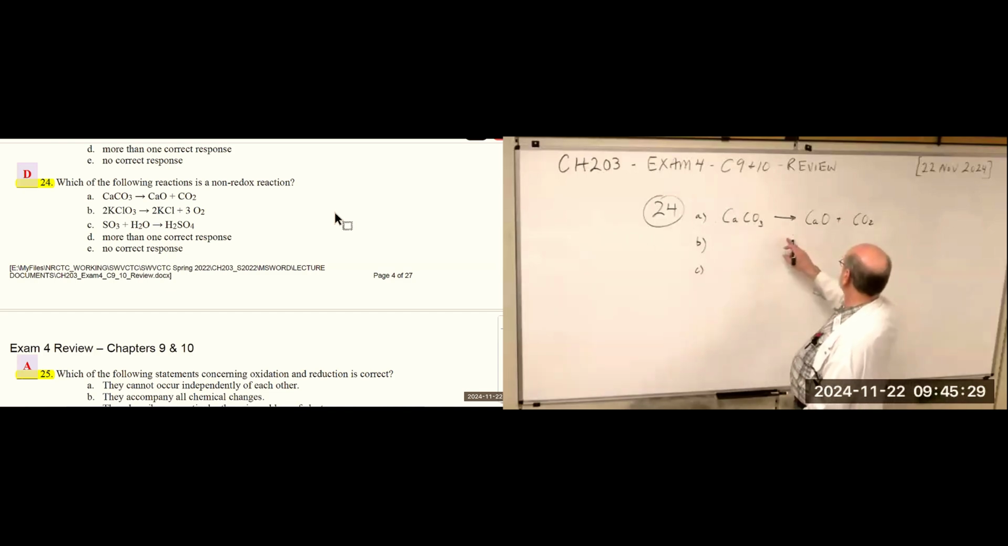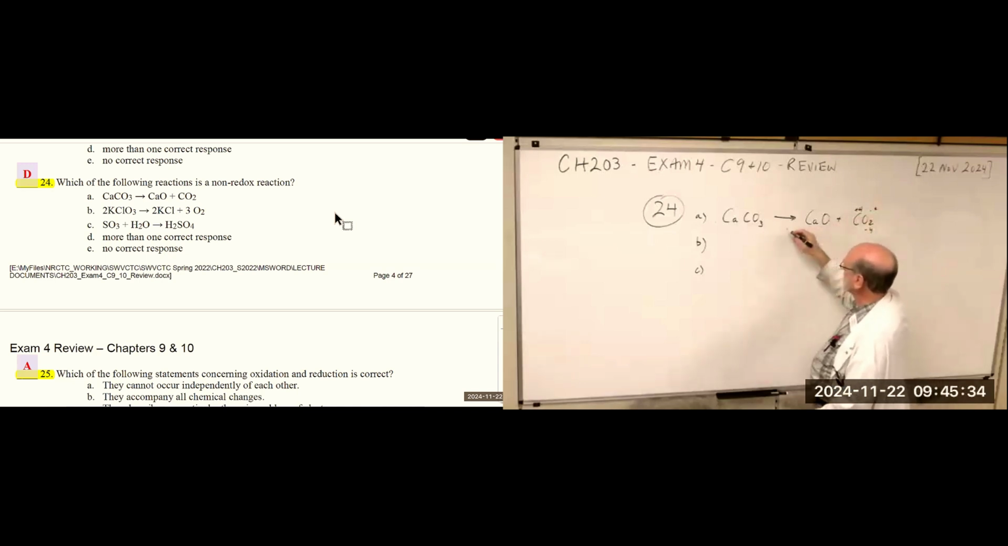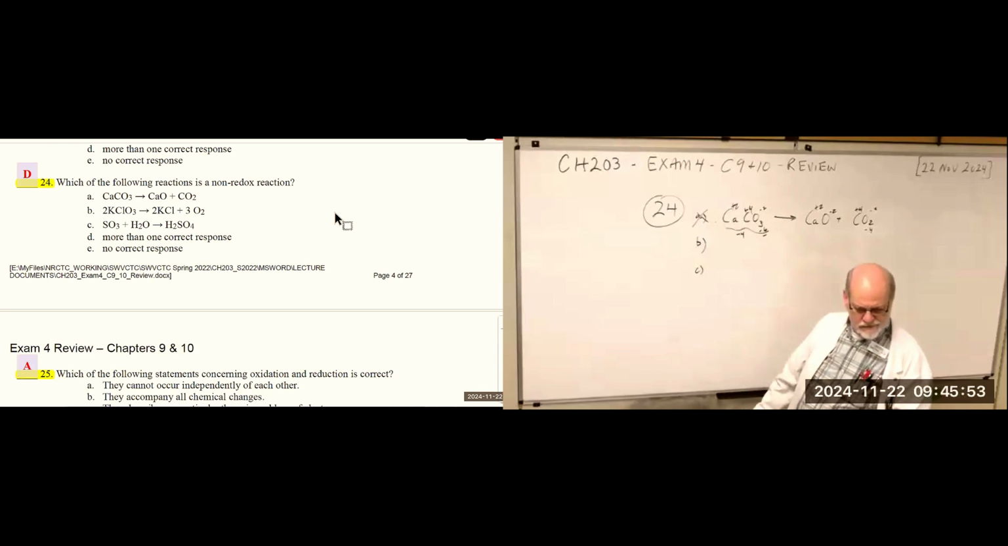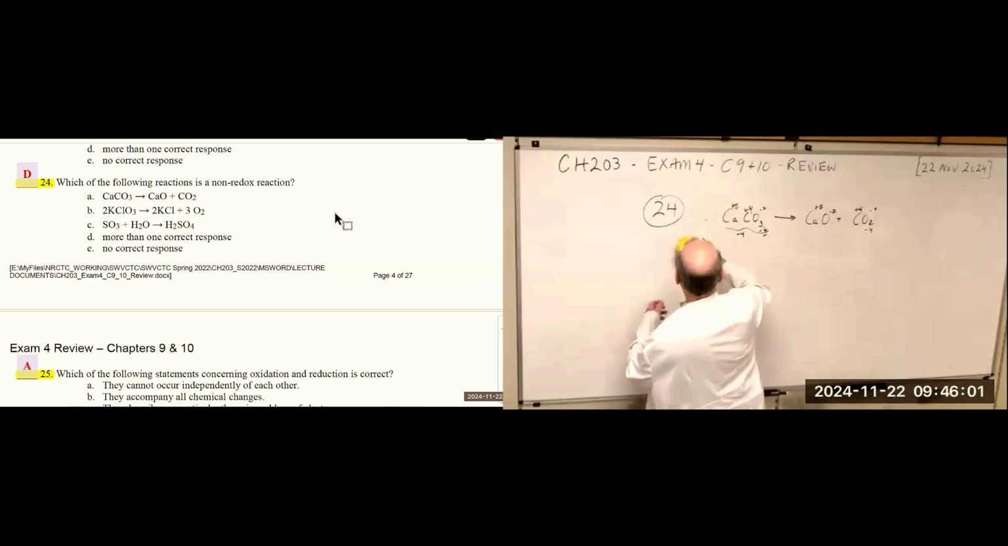All right. This is a -2, -4, +4. This is, let's see, -2, +2. This is +2. This is -2, -6. So that's a -4, +4. That's not redox. Oh, which of the following is non-redox? Oh, sorry. We're looking for the non-redox, right? So that's one of them.